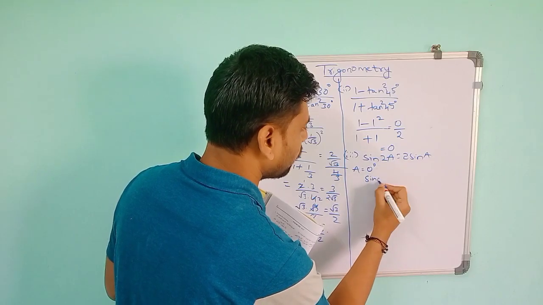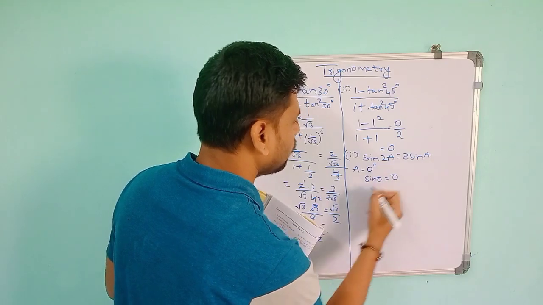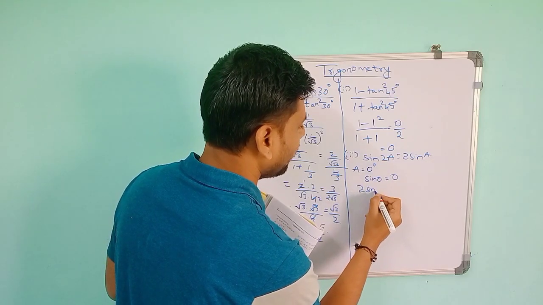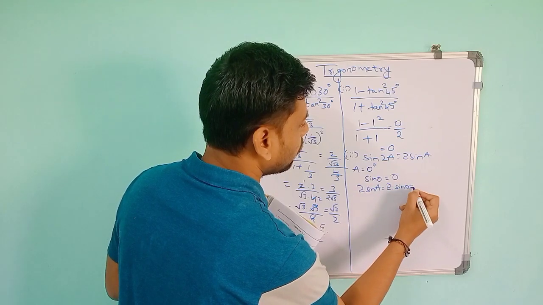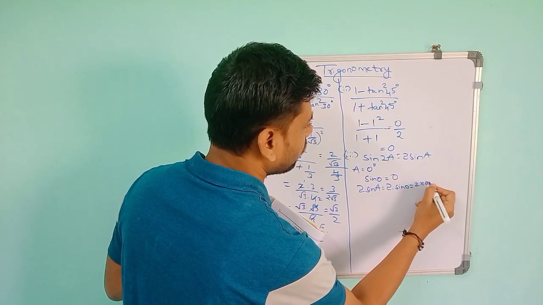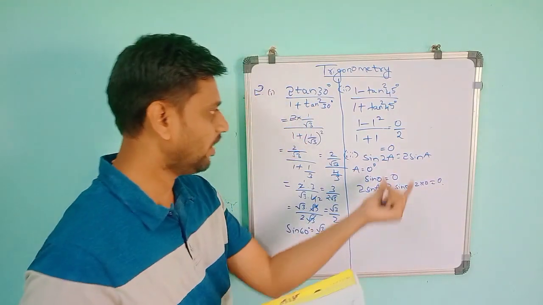2 into 0 is 0, which is equal to sin 0. Sin 0 value is 0. Like that, 2 sin A is equal to 2 into sin 0. Sin 0 is 0, 2 into 0 is 0, so the answer will be 0. So sin 2A is equal to 2 sin A. So it is directly coming in the first option.